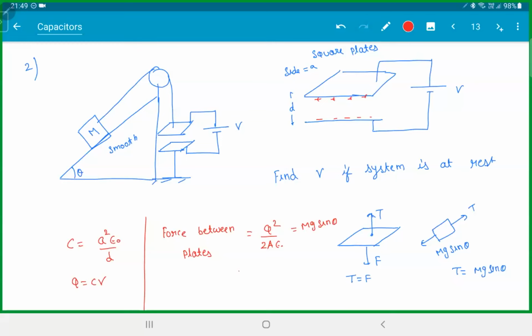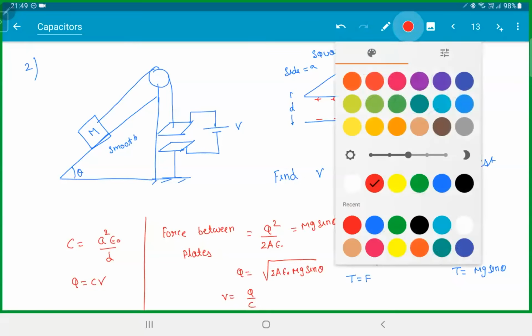So from here we'll get Q is equal to root over 2a epsilon mg sine theta. And we know Q is equal to CV. From there you get the voltage of the battery. Easy? Just need to put the values and you'll get it here. Check it out.